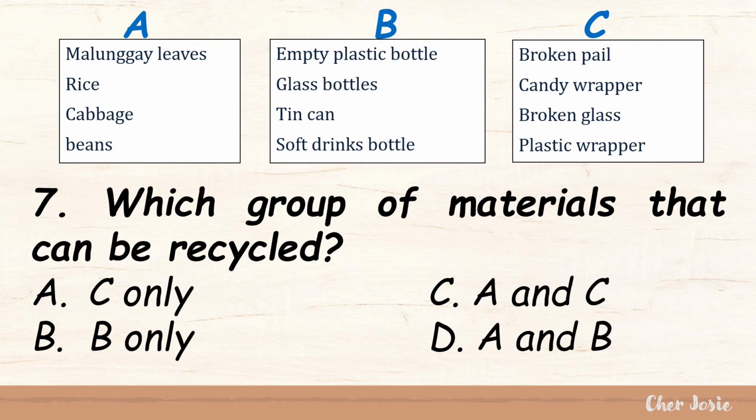Number 7. Which group of materials can be recycled? A. C only, B. B only, C. A and C, or letter D. A and B. Go. Ball pens up. The correct answer is letter B.